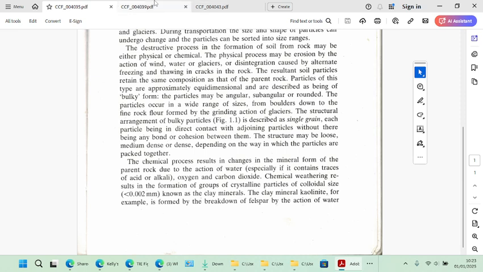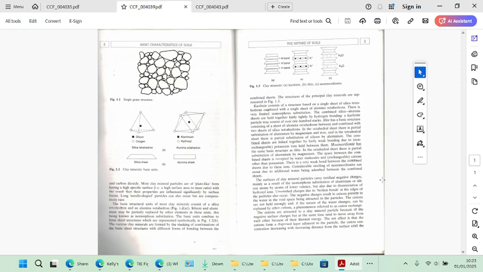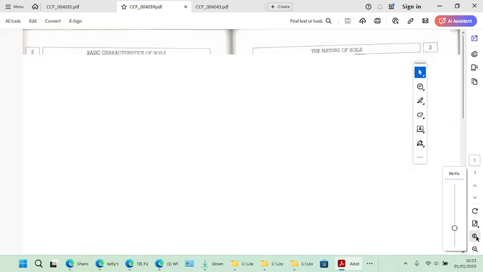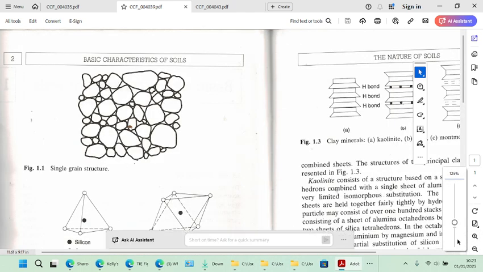So figure one, here it is. Figure one is here. This is the diagram they're talking about.